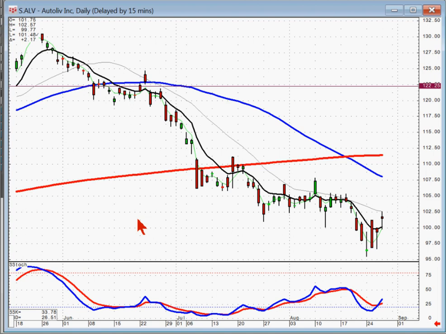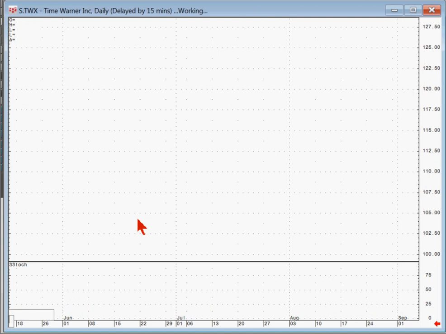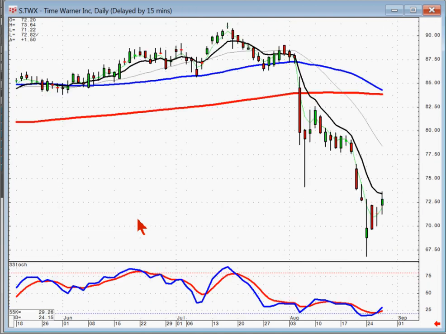ALV, little scoop pattern, and you can buy this if it does open positive tomorrow, because it's going to move in the direction of how they open it after a Doji. TWX, Time Warner, nothing here to get excited about just yet. Needs to get above the T-line.